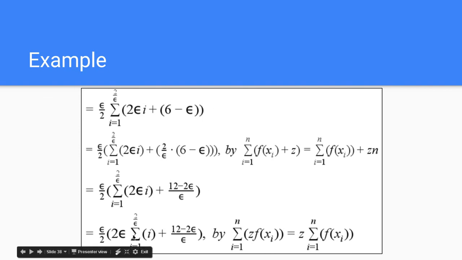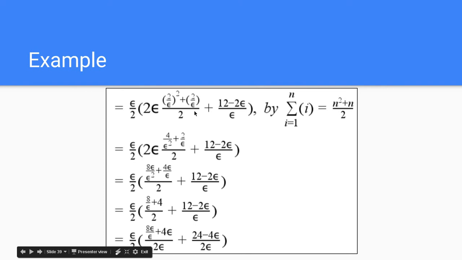Now here, I pulled another thing out. I've pulled 2 epsilon out. The reason I've done that is because if you have a summation, and every time you multiply by a value, so if I have a constant, here I have z times f of x i, if I'm multiplying by this constant every time, that's equal to just the constant on the outside. So I can pull the constant out. So I've pulled 2 epsilon outside of my summation.